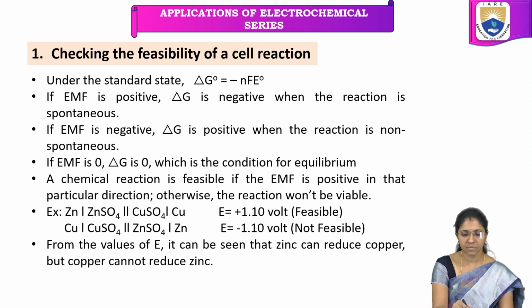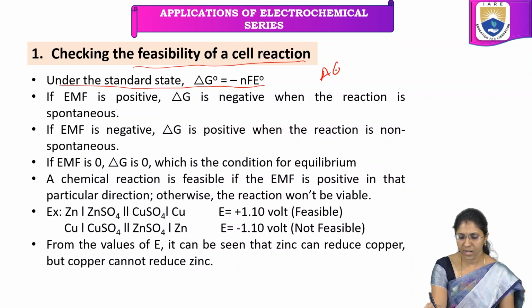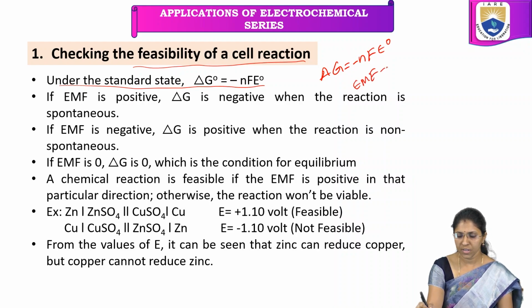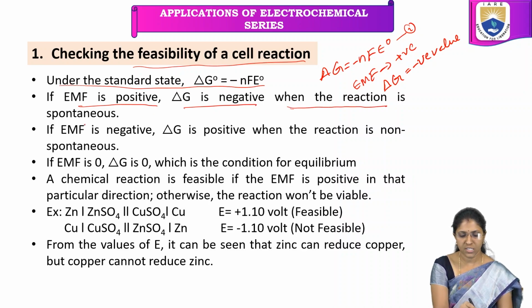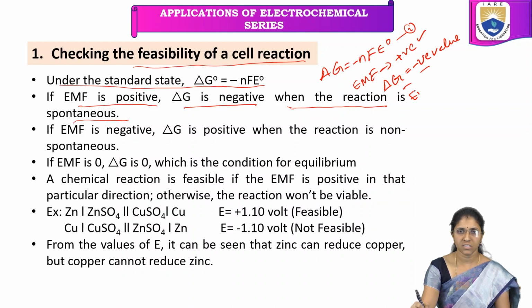The first one is checking the feasibility of a cell reaction. Under the standard state, we know that delta G equals minus nFE naught. If EMF is positive and we substitute this positive value in the equation, we will get a negative value. So if EMF is positive, delta G is negative, and the reaction is called a spontaneous reaction.